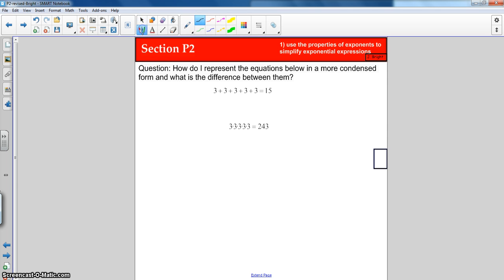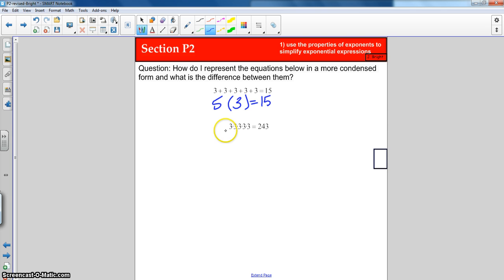Okay, so first of all, I have two equations down below here, and I want to represent them in a different way, in a more condensed form. So how can I do that? Well, this says I add 3 5 times to get 15. So what I'm saying is that if I have 3, I have 5 groups of 3, and if I add that together, that's 15. So really, the shorter condensed version of this equation is to say it's 5 times 3, which is 15.